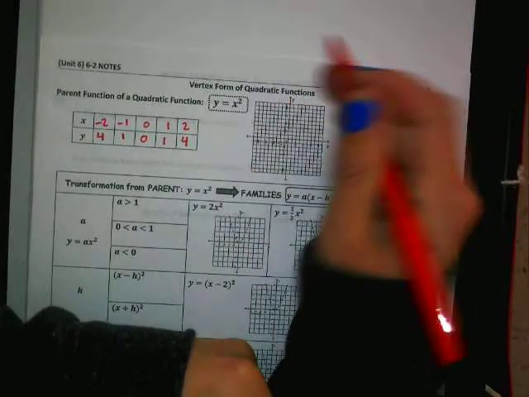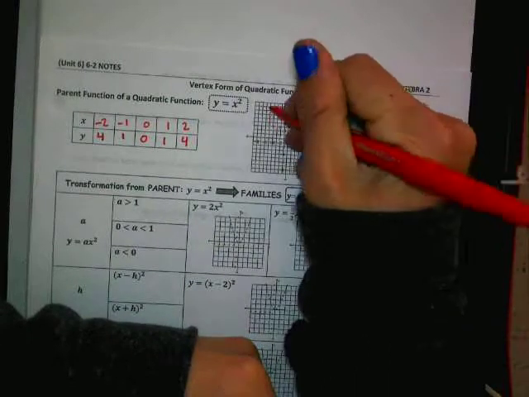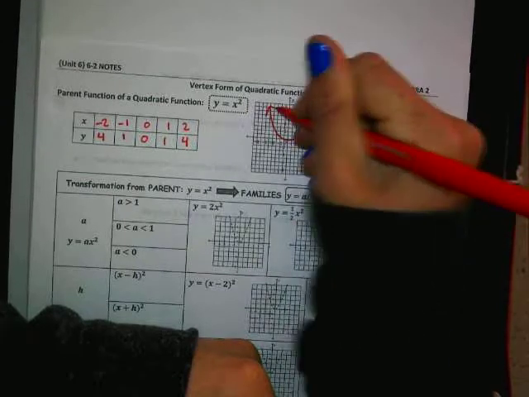What does the parent function of a quadratic look like? A U, very good, a U. So it looks like a U. Quadratic.